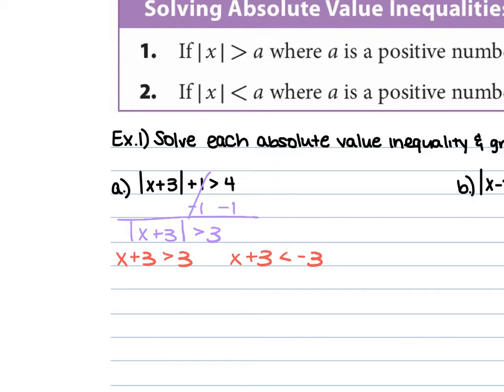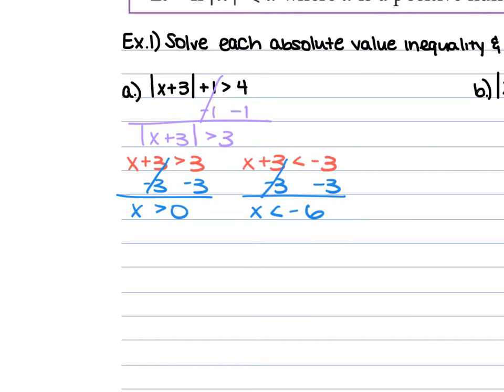We're going to move the 3 over for both of these by subtracting it from each side. So we have x is greater than 0 and x is less than -6. So again, we want to rewrite this as x is less than -6 first because it includes the smaller number. And then x is greater than 0. We look at the way these two signs are facing. They're pointing opposite of each other. So this is an or statement.